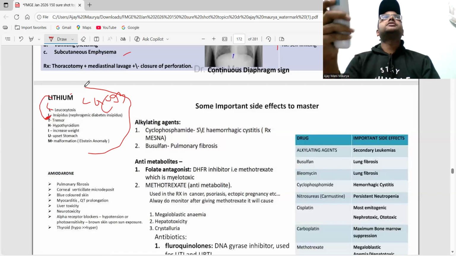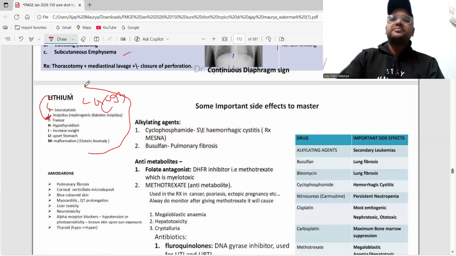You have to always do serum lithium monitoring. If it is more than 1.5 to 2, then it is going to be severe toxicity and needs hospital admission.